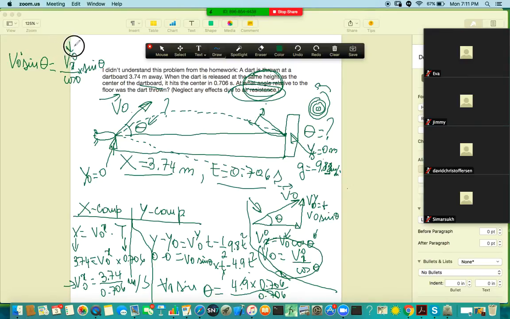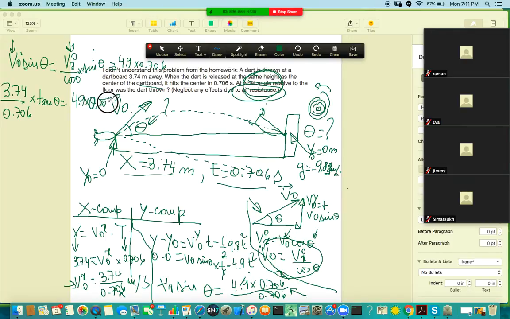So this quantity here is your v naught. Sine theta is sine theta. This is equal to this number right here. V naught sine theta is equal to 4.9 times 0.706. I already canceled one of it. And v naught x, I know, is calculated here. It's 3.74 divided by 0.706. Sine theta over cosine theta is tangent theta. And this is equal to 4.9 times 0.706.